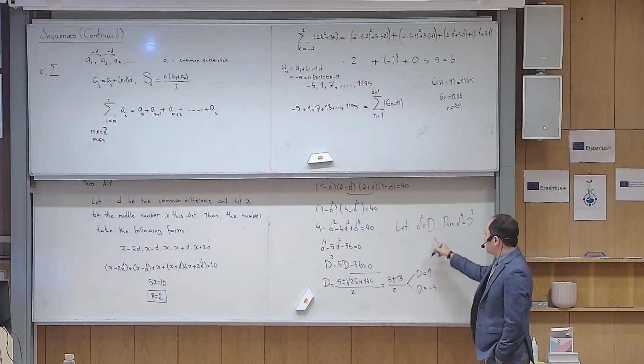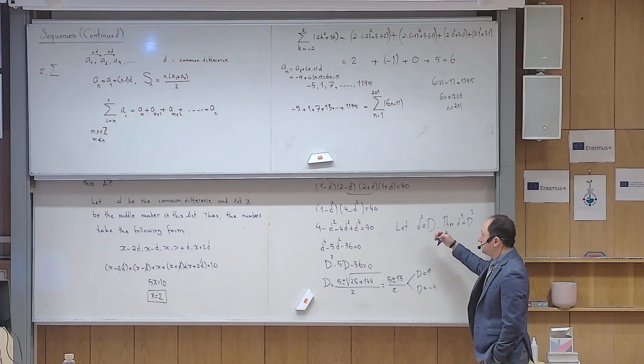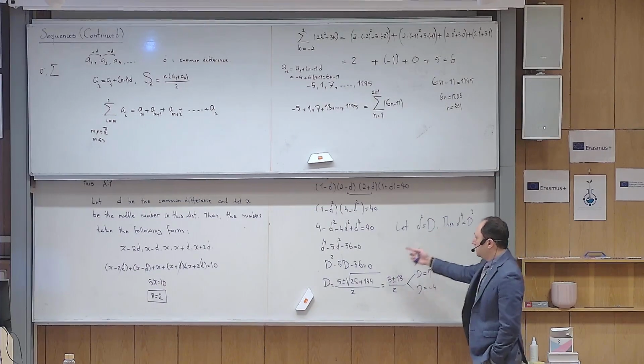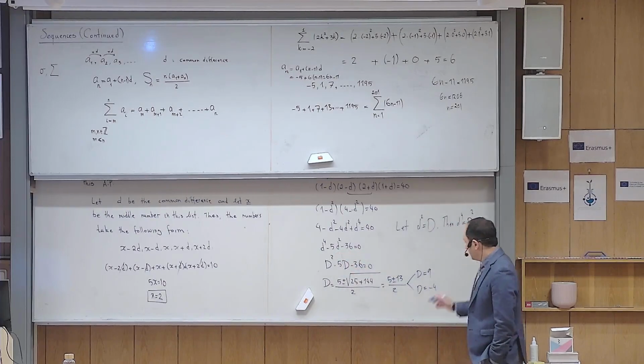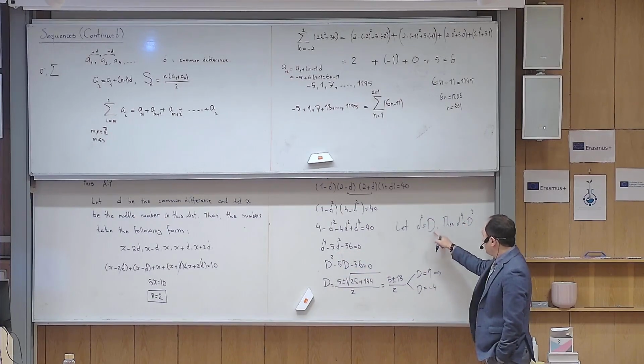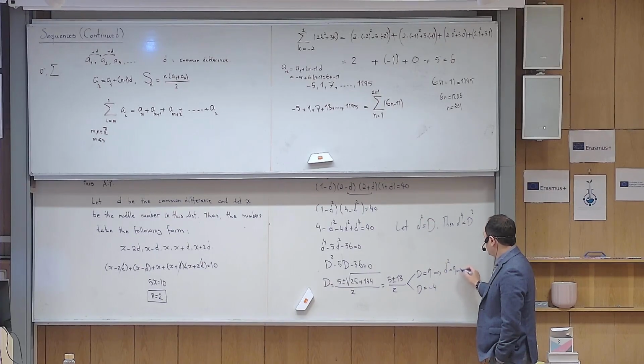But the goal was not to find capital D. Capital D was something that I brought in to simplify my problem, but at the end, what I'm interested in is the little d. So capital D is d squared, so d squared is 9. It means that what is d? Plus or minus 3.